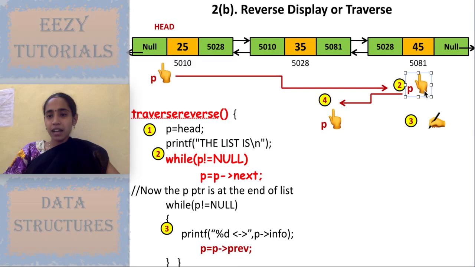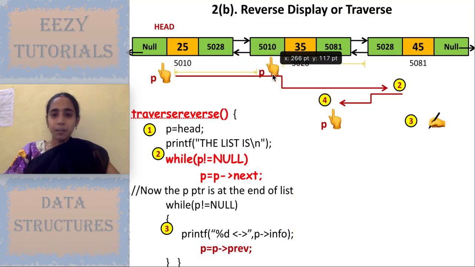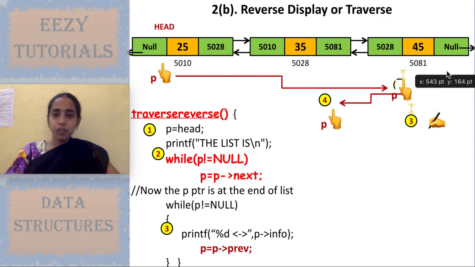If you are putting that, P will be seeing what is the previous value, 5028. To the 5028 place it will be moving. Then P will be seeing what is the previous address, 5010. It will be moving. So every time it will be printing, then moving, P will move to the previous address. Then it will print the information part, it will move to the previous part. So for this the coding will be print of %d P arrow info. Then for moving, P is equal to P arrow previous. So this is the code for traverse.